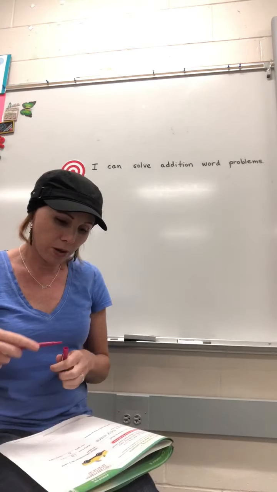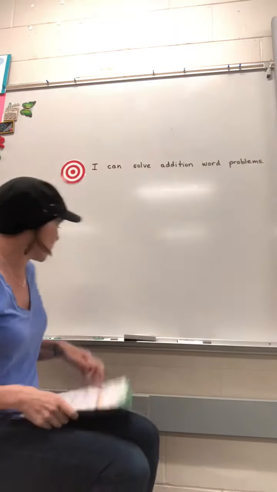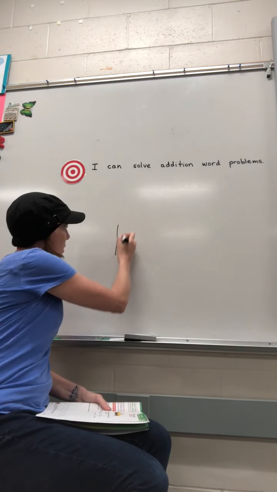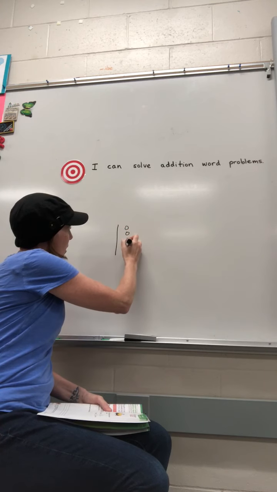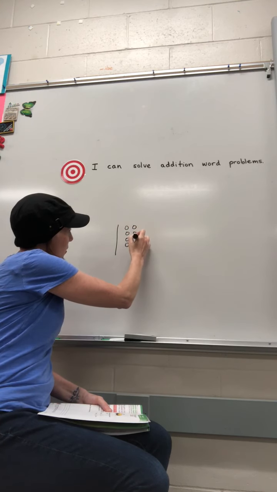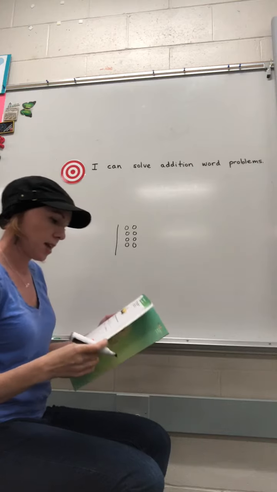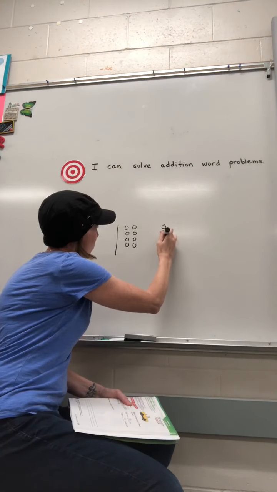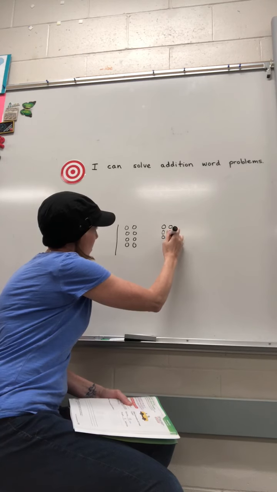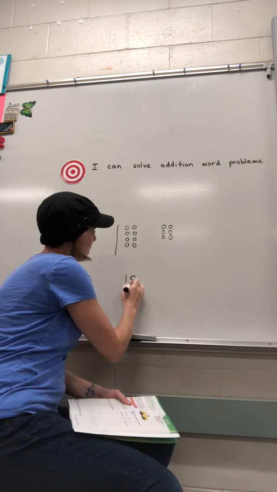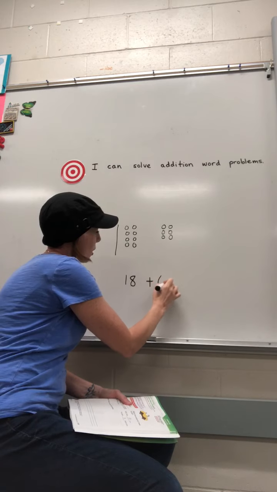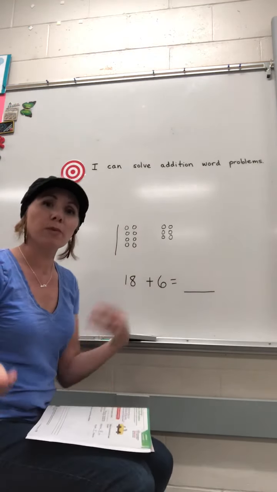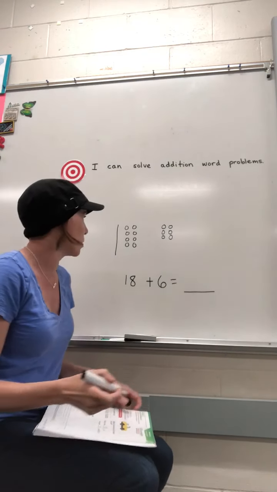So we know that Kelly has 18 cars. So I'm going to go ahead and draw 18. 18 has 1 ten and 8 ones. So I've got 1 ten and 8 ones. And I know he gets 6 more cars, so I'm going to draw 6 more ones. There's my 18 plus 6 more. I know I'm going to add because we know what he started with, we know how many more he got, and we want to find the total.